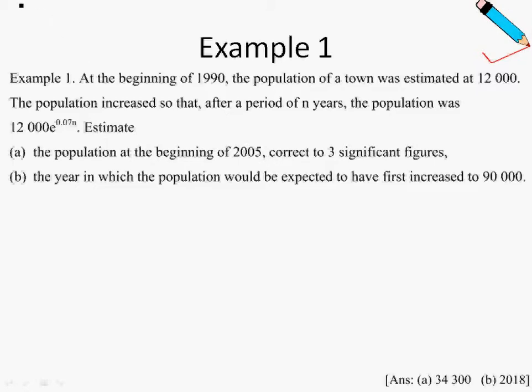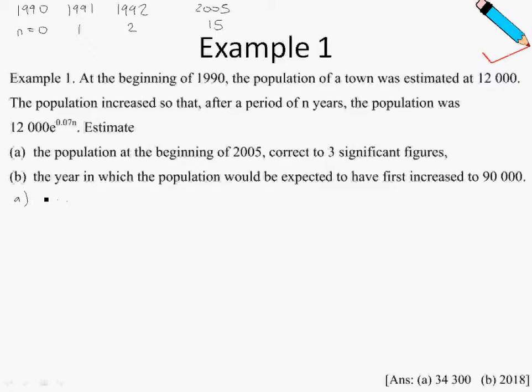At this point in time, let me just clarify some things. So in the year 1990, your n will be equivalent to 0, because n is the number of years after 1990. For example, in 1991, your n will be 1. In 1992, your n will be 2, so on and so forth. My question would be, in 2005, what is n? If you take 2005 minus 1990, you will just get 15. So in 2005, n should be 15.